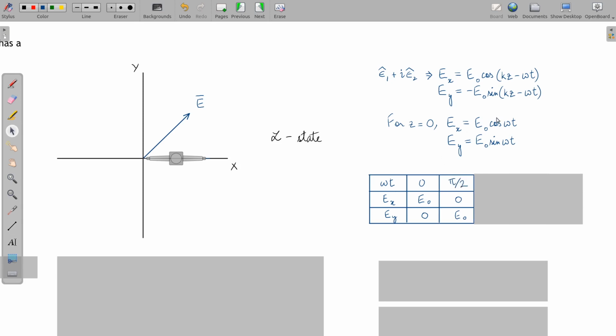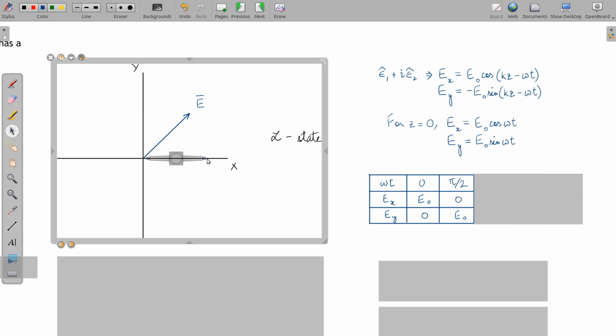So if omega t is equal to pi by 2, then cos of pi by 2 is going to give us 0, and sine of pi by 2 is going to give us 1. So we have 0 and E naught. Okay, so this is what it is. So 0 and E naught, that's going to be somewhere over here. X component is 0 and y component is positive, and when that happens, the next one will be over here.